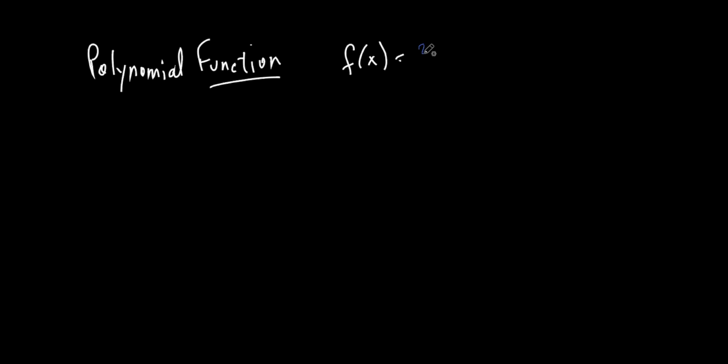So f of x, I'm just making this up, 3x squared minus 2x plus 3. That would be a polynomial function. This is a polynomial, and it's a function because you got that f of x in front of it. All right, so whenever you see that, that's considered a polynomial function.